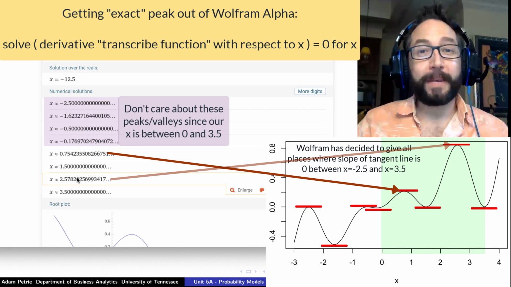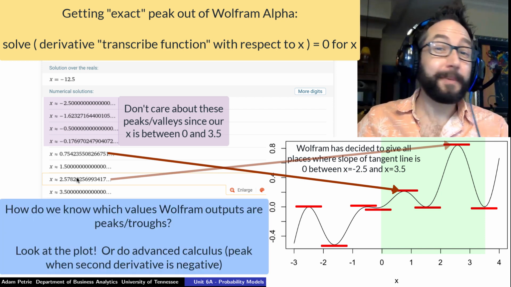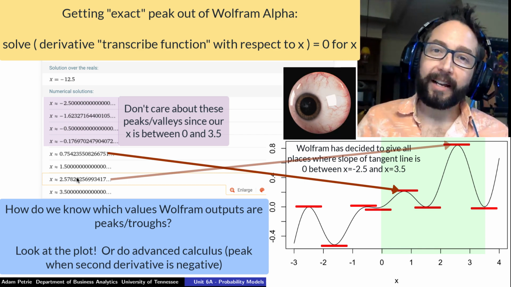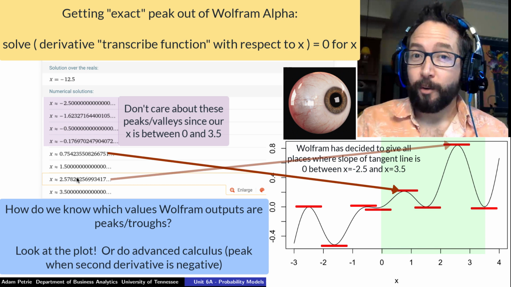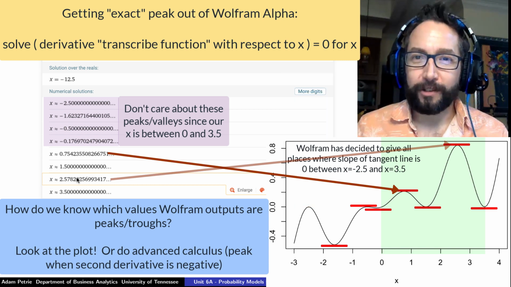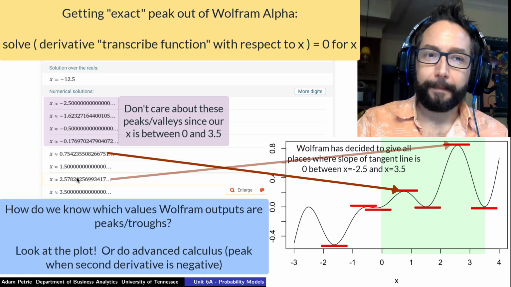So how do we know which are peaks and which ones are troughs? Well, we can do some additional calculus to actually figure that out, or we can just use our eyeballs. I highly recommend always just plotting what the shape of your PDF looks like so that you know which of these solutions are going to be valid.